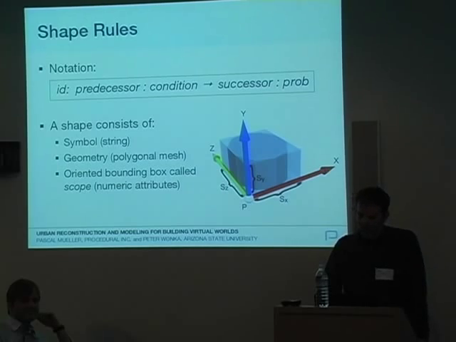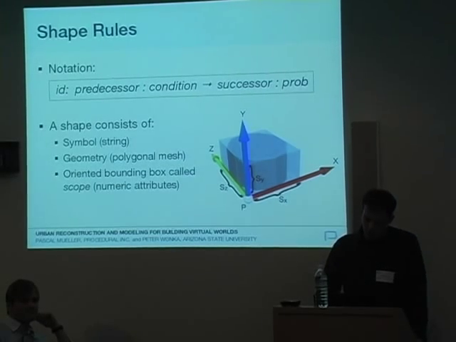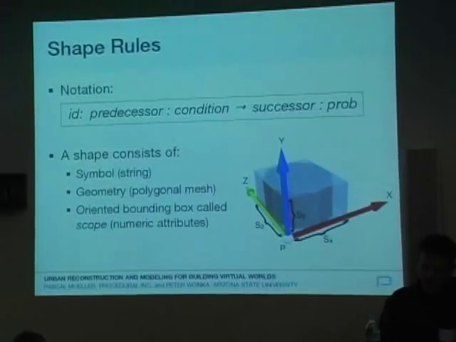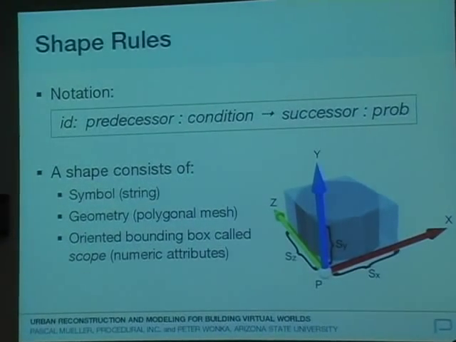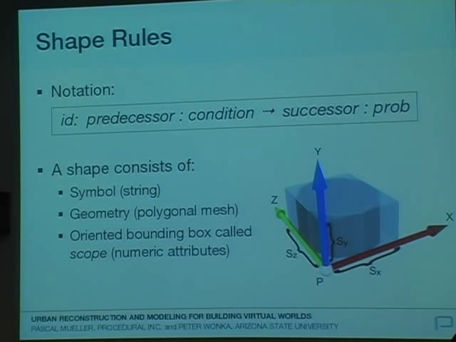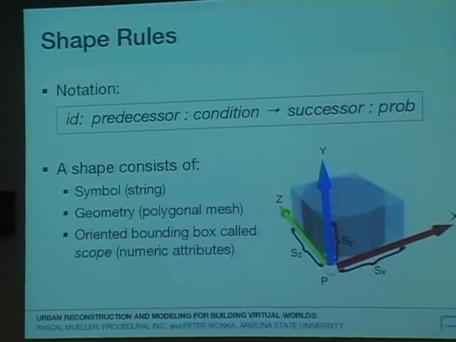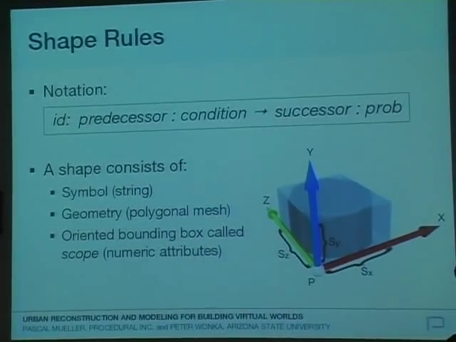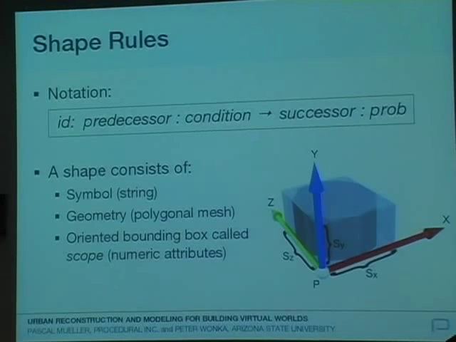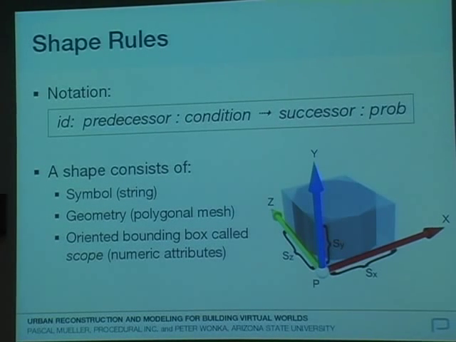So how is each individual shape encoded, or a rule? Maybe let's start with how these rules look. The main thing is that a rule has a predecessor. This is a shape that is going to be replaced. There's a condition and some probability, but the main thing is the predecessor shape is going to be replaced. And then there's some encoding of the successor. So this one shape can be replaced with no shapes, so it's going to get killed more or less. It can be replaced with a modified shape. Or very often, it's replaced with multiple other, typically smaller shapes.